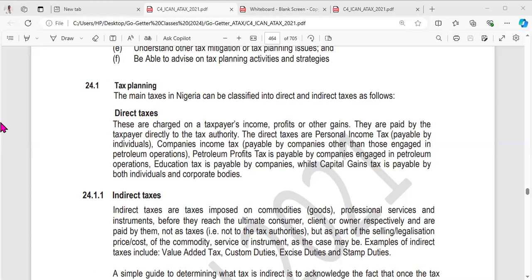Now, in direct taxes, the taxpayer is the one that bears the burden. So it is the income of the taxpayer that is affected.